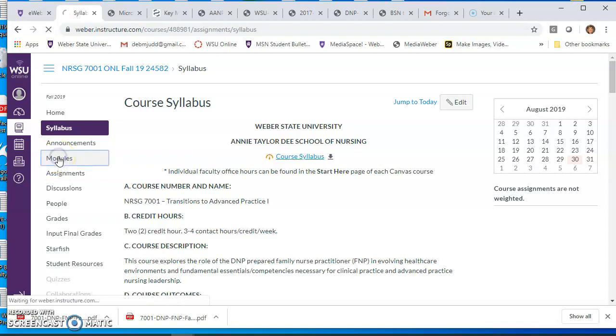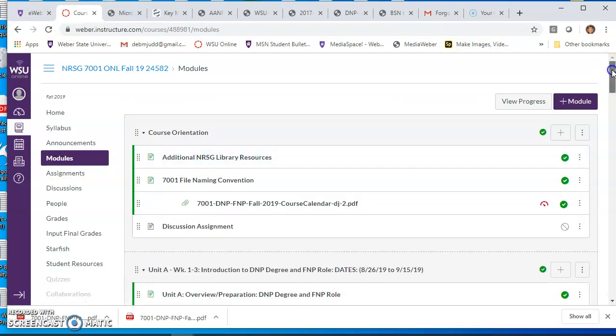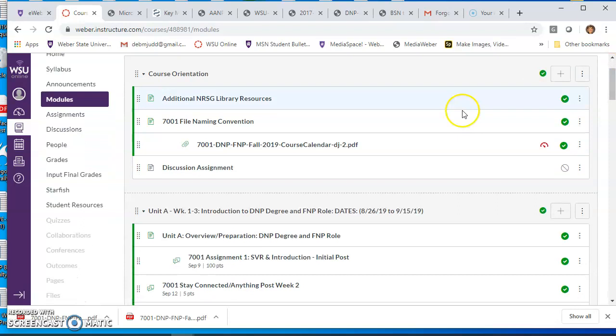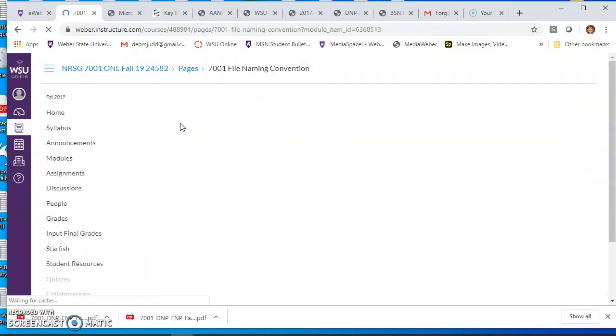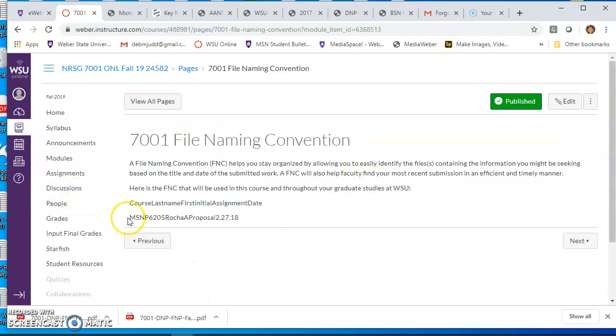So the link that you're going to use the most is the modules link, and what you'll see here at the top is that in the School of Nursing we have a file naming convention. So every assignment that you submit, there is a specific way that we would like you to do that. If you open this link, what we want you to do is to put the course name. This is from another course, but you would put NRSG 7001, your last name, your first initial, whatever the assignment title is, and then the date that the assignment is due, or that you turn it in if you want to do that. And so that's important as you submit each assignment.